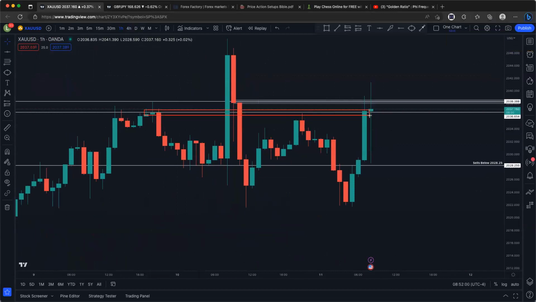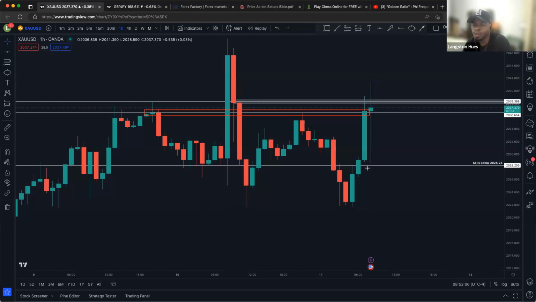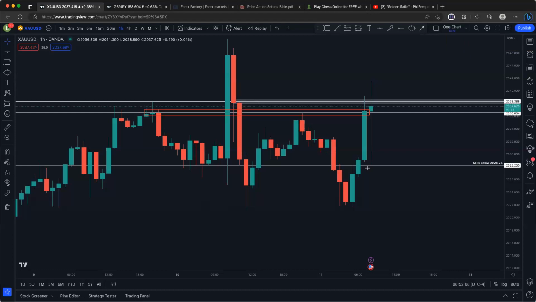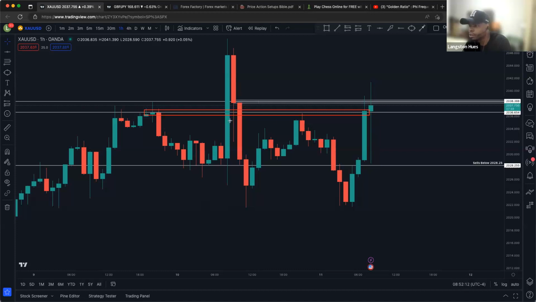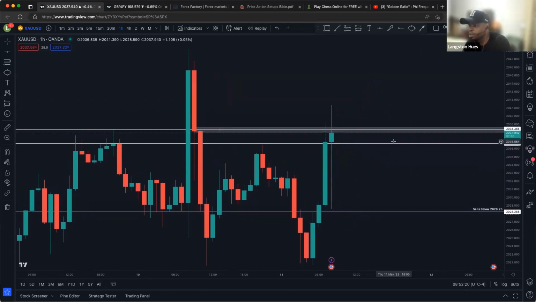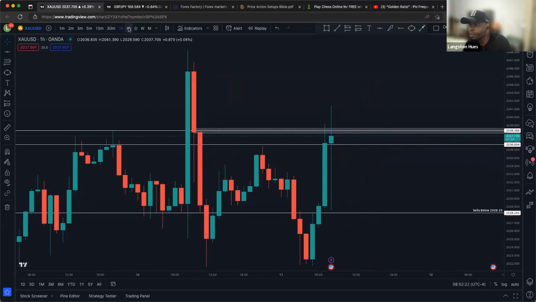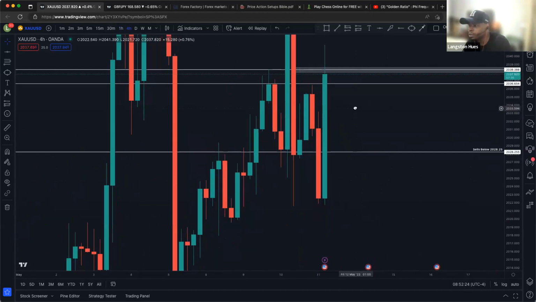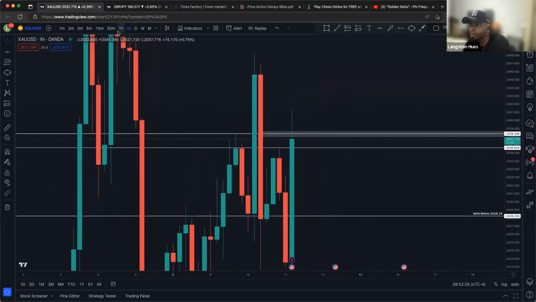That's a huge stop loss, though, isn't it? That's a huge what? Stop loss. Oh, yeah. If you're trading the 1-hour, it is. If you're trading the 4-hour, it's huge also.